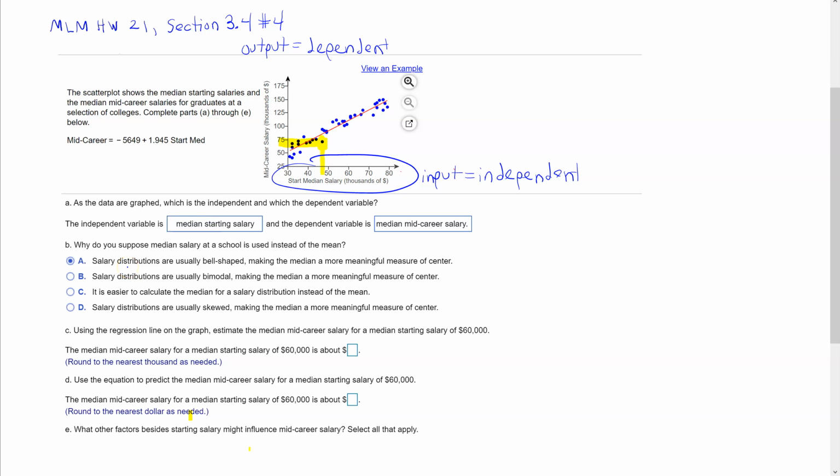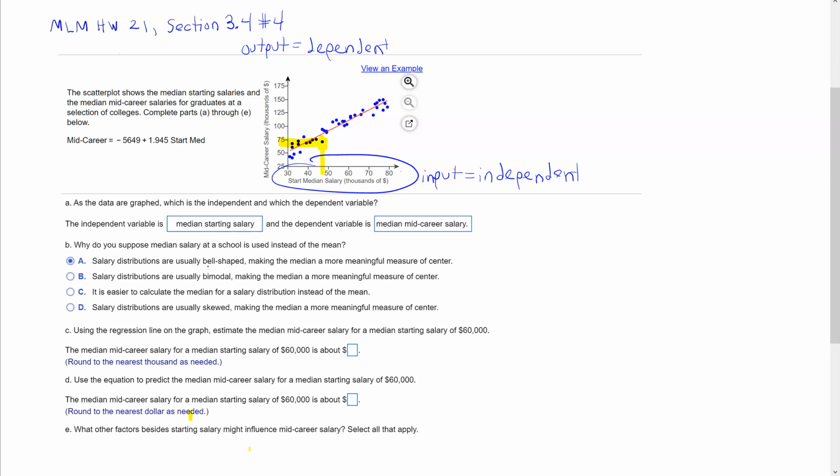Okay. And then it's asking us why we suppose the median salary was used instead of the mean. And this goes back to Unit 2 information when we studied statistics. So think about a college and all the graduates. Some of the graduates at that college, when they first graduate, they're not going to get a job and they're going to have a salary of $0, right? But hopefully there's not too many of those. Hopefully they're the exception or the outlier.